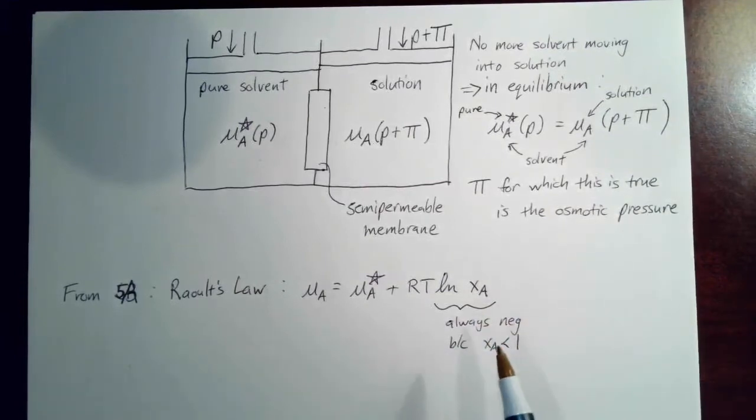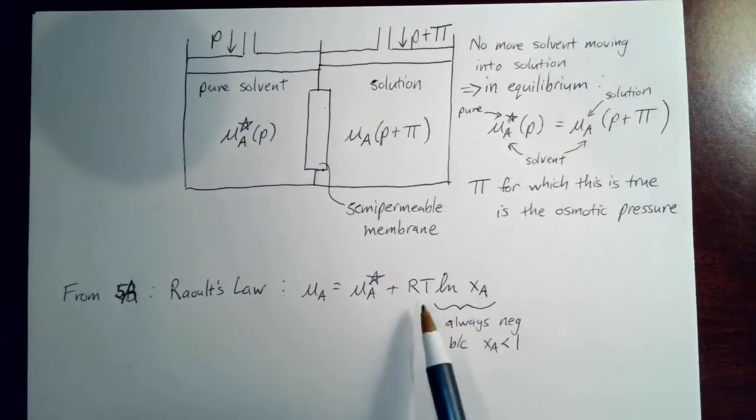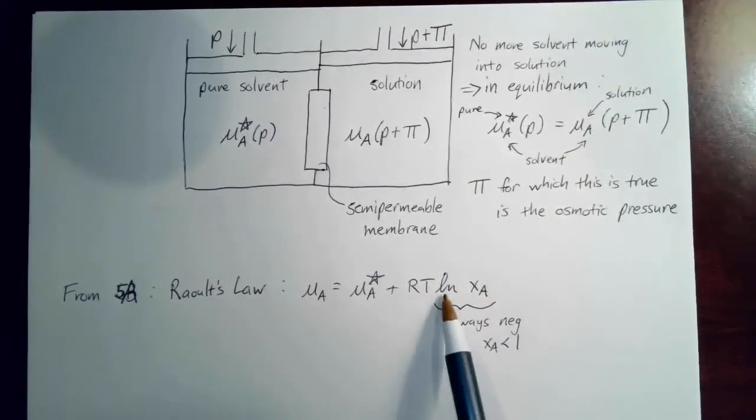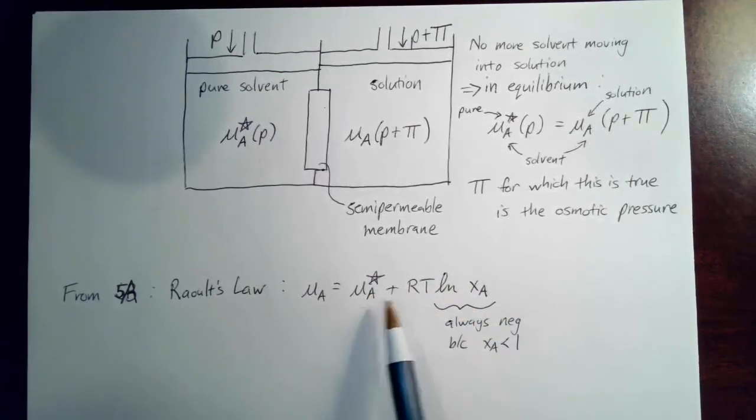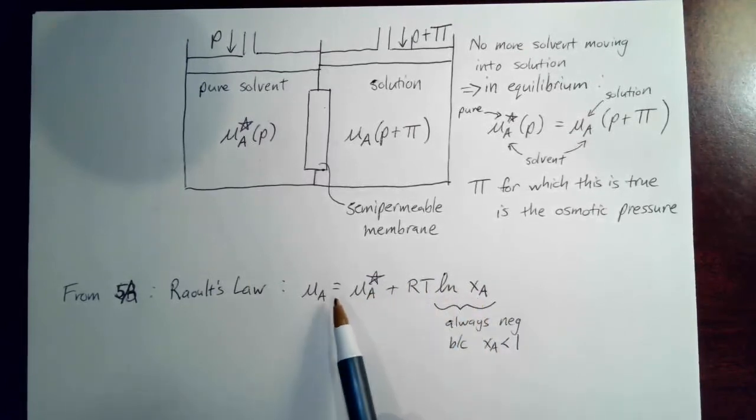If xA were equal to 1, then solvent is all that's present, and so we're back to the pure form. And in fact, it works out. ln 1 is 0, so this term goes away, and μA equals μA star if xA equals 1.